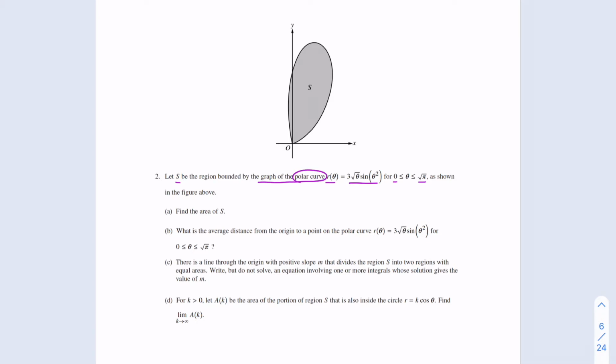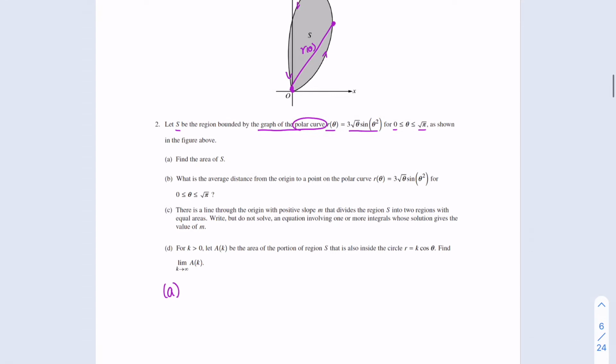Briefly look at the graph. When theta equals 0, r equals 0, so it starts from the origin. And when theta equals square root of pi, it will come back, since sine pi is also 0. So this is the orientation of the curve. Also keep in mind, r is the distance from the point on the curve to the origin. So part A, find the area of S.